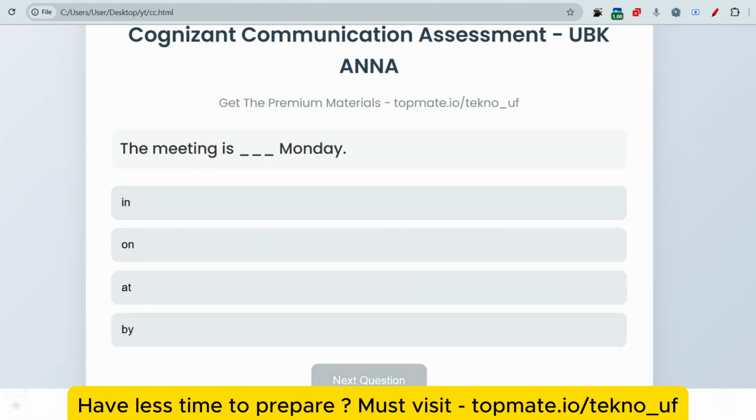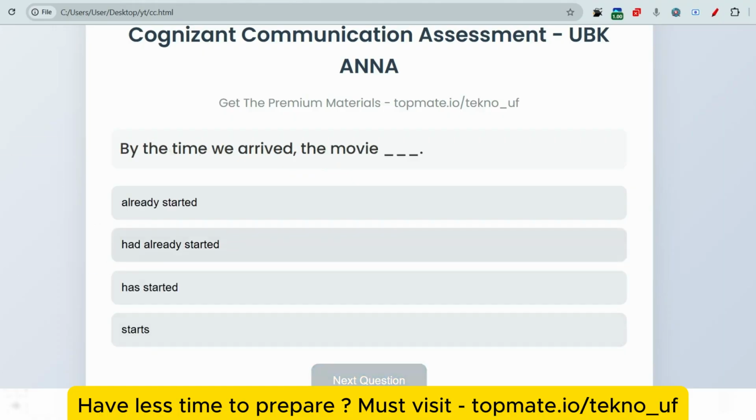That is this: the meeting is dash Monday. In case of any day or date, it should be on. The meeting is on Monday. Okay, for a day or date we should use on. This is the correct preposition. Guys, this type of questions will be asked to you. You have to prepare for that. So this is the next question.